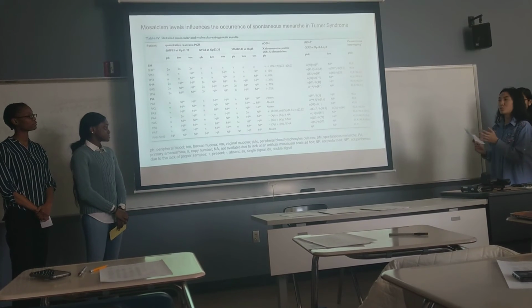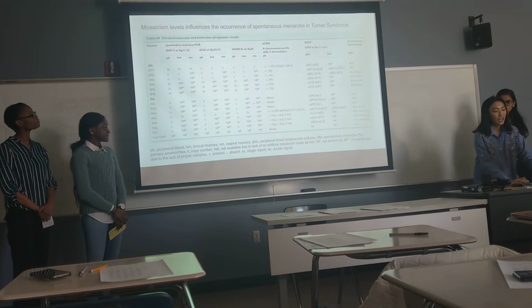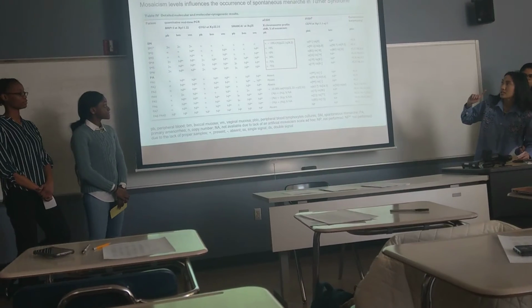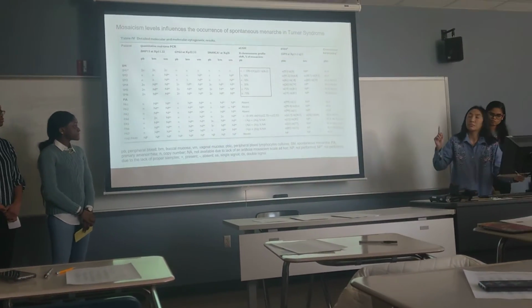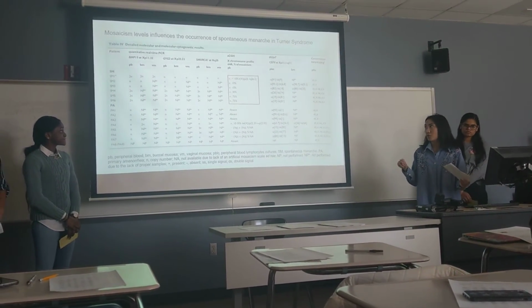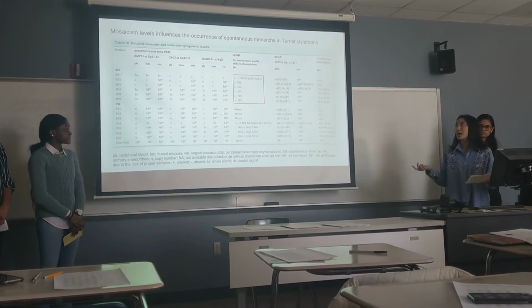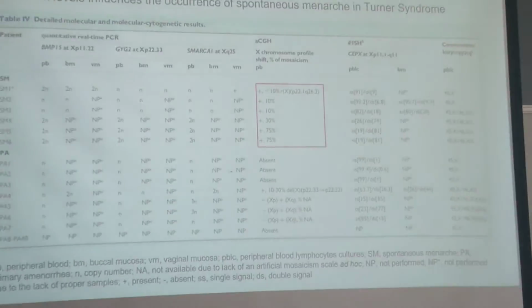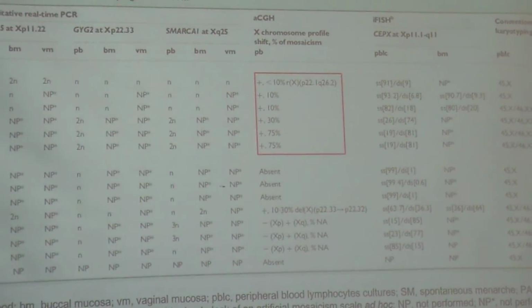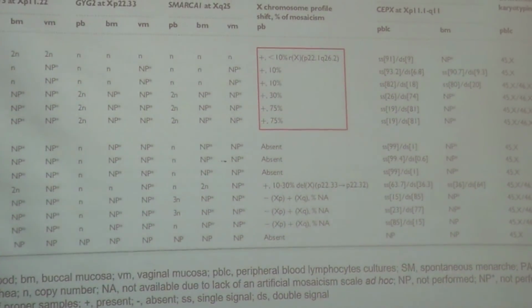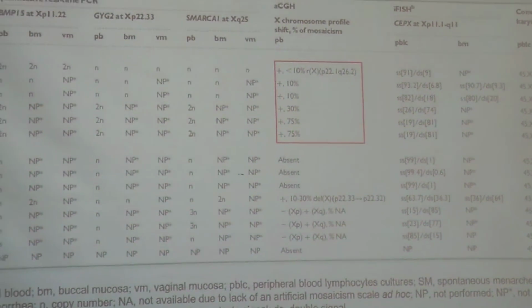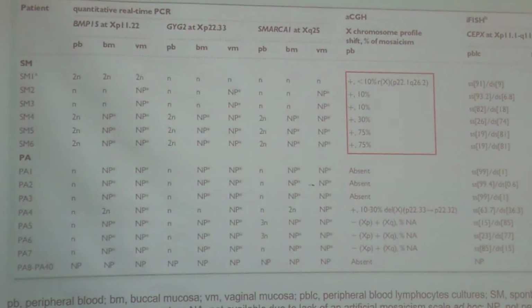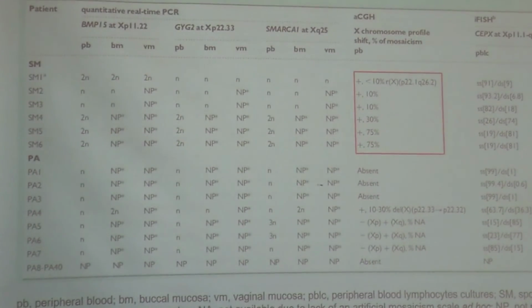So the first, it's a huge text box, but the first data we'll look at is that for under aCGH, the plus sign means that the first X chromosome is present, and the percentage or the number beside the plus sign is the percentage of cells that have the second X chromosome. So if we're going to look at SM2, this one, it has the first X chromosome, and only 10% of the cells have the second X chromosome.